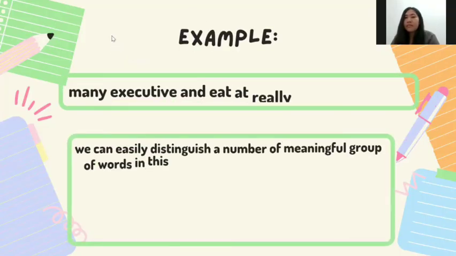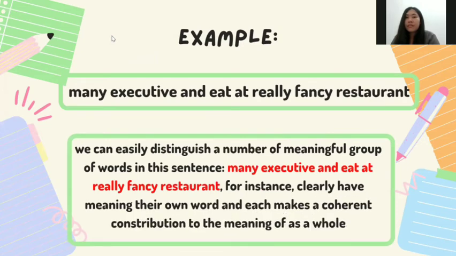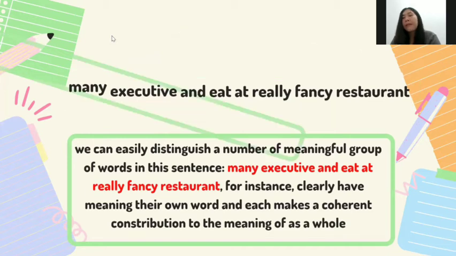And the next is an example. The sentence is: Many executives eat at a really fancy restaurant. We can easily distinguish a number of meaningful groups of words in this sentence. For instance, clearly they have a meaning of their own and each makes a coherent contribution to the meaning of the whole.